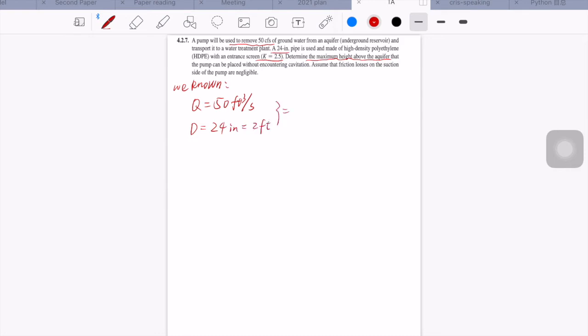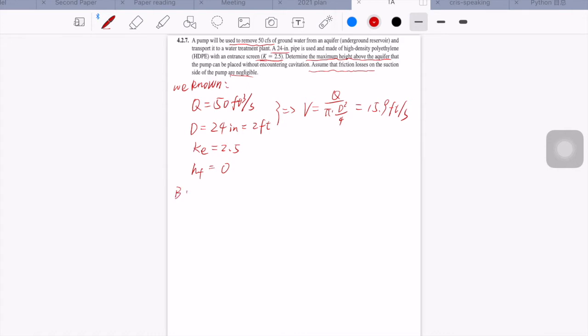And we can get that the velocity V equals Q divided by pi times d squared divided by 4. So the velocity equals 50.9 feet per second. And the coefficient of entry equals 2.5. And we assume that the friction loss on the suction side of the pump is negligible. So the friction loss equals 0.